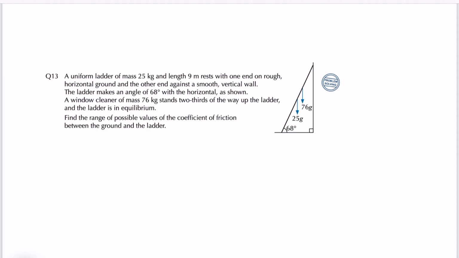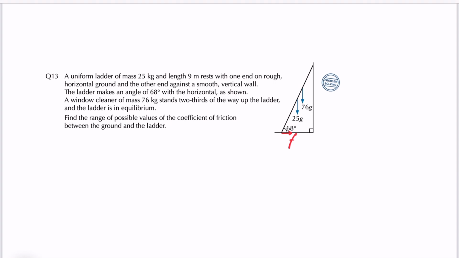It says, a uniform ladder of mass 25 kg, which is labeled out on the screen, and a length 9 meter, rests on one end on rough horizontal ground. Okay, this is the moment that I need to label out the friction. And the other end against a smooth vertical wall. Once again, we don't really have a friction for the vertical wall because it's smooth. The ladder makes an angle of 68 degrees, which they label it out, with the horizontal. A window cleaner of mass 76 kg stands 2/3 of the way up the ladder, which is labeled out, and the ladder is in equilibrium.